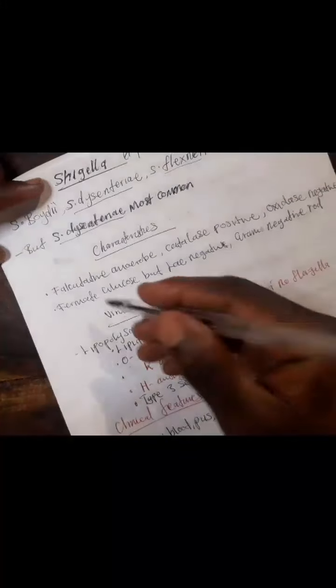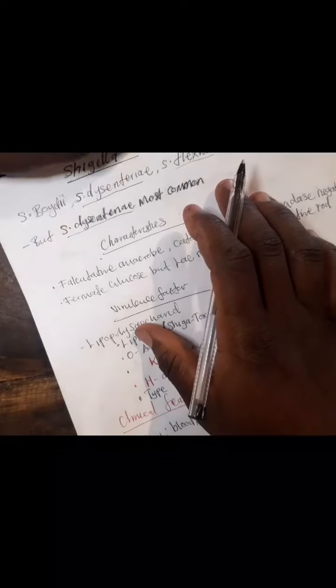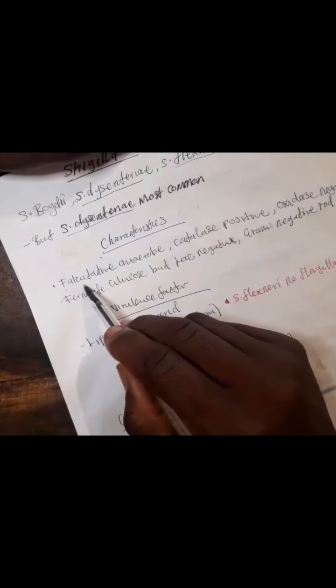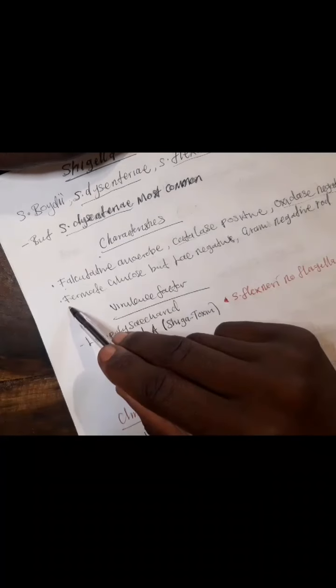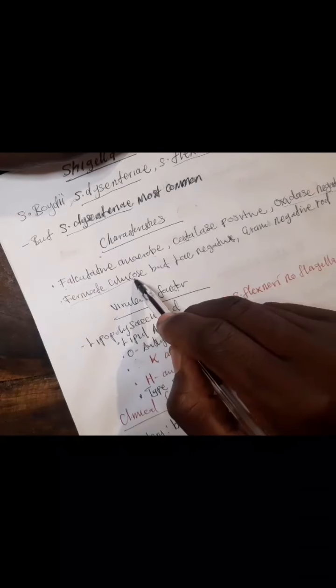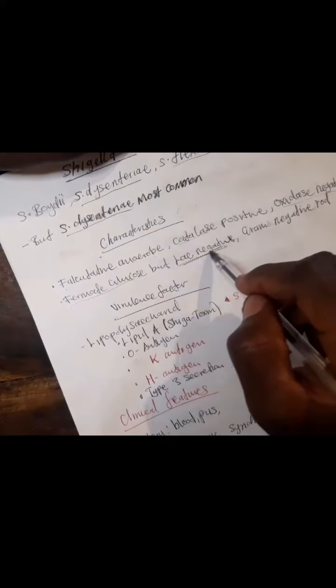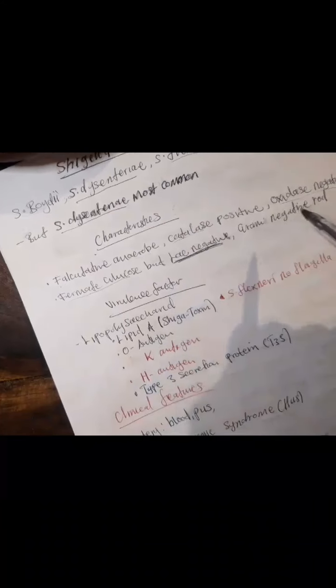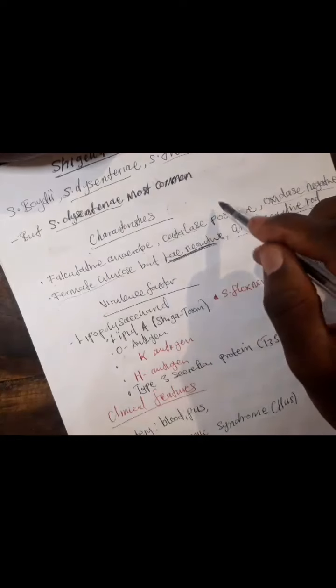Characteristics: these are the same characteristics that all the gram-negative rods have, which is facultative anaerobe, catalase positive, oxidase negative. It ferments lactose, but it is lac negative, meaning it does not ferment lactose. It is a gram-negative rod. So this is the general characteristic, the general feature of the Shigella.